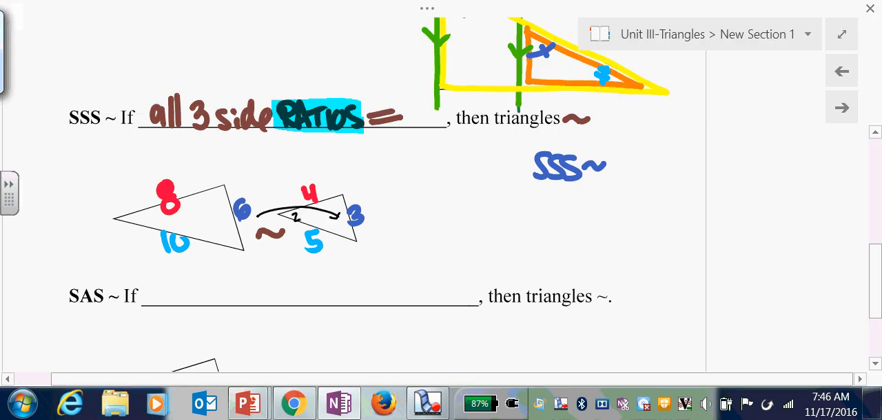to 3 is 2 to 1. 8 to 4, left to right, 2 to 1. 10 to 5, 2 to 1. We have a 2 to 1 ratio, all three. So all three side ratios, it's the side ratios which are equal, then the triangles are similar.